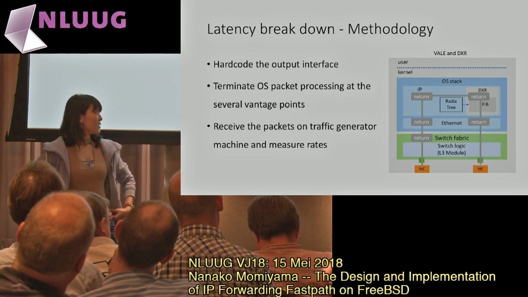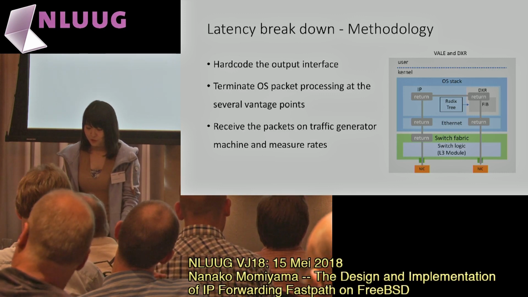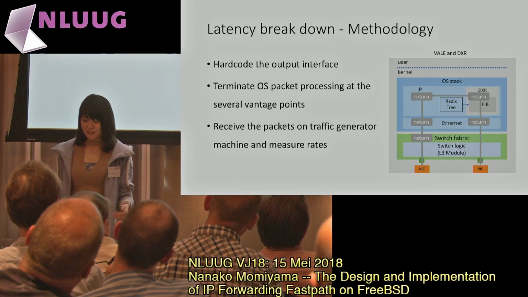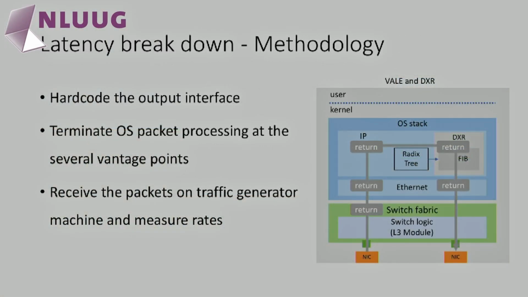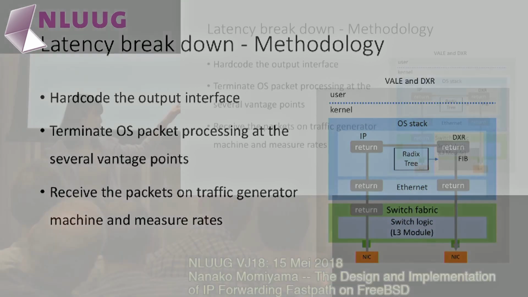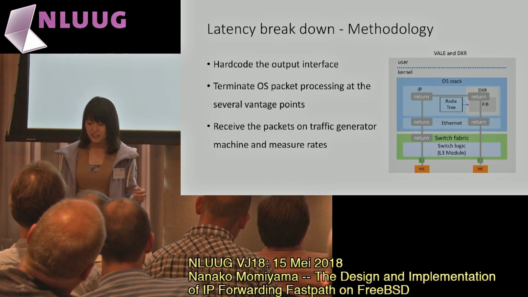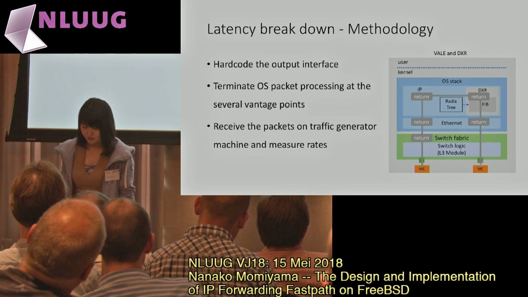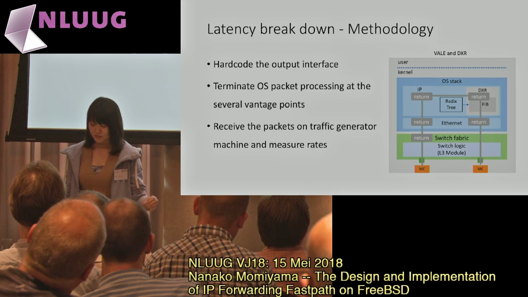So let's move to another measurement. Then we tried another measurement to know latency in detail. The goal of this evaluation is to reveal the time consumed by each function in the kernel. The methodology of this measurement is a bit tricky. The hard-coded output interface is in mSwitch. It means that when mSwitch receives any packets, it outputs the packet to the same interface, which is connected to the receiving machine.